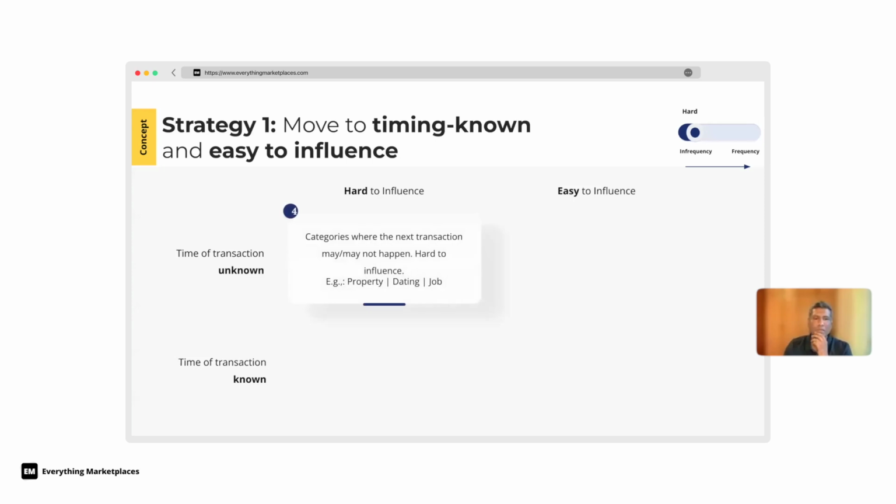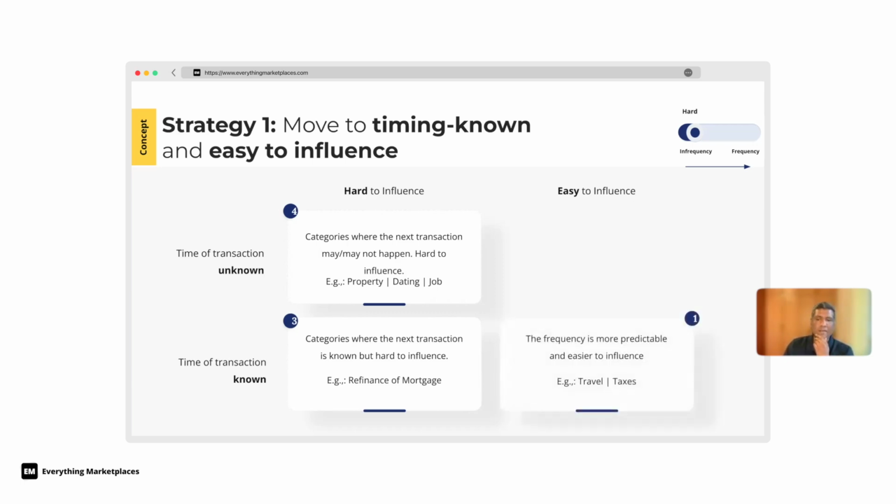If you map it out on these two, there are things like properties, dating and jobs, which are very hard to influence. It's very hard to influence someone to date, to make someone look for a job or buy a property, and it's very unknown as to when they will start looking. There are things where you can do a reasonable degree of prediction, such as when someone will refinance their mortgage, but not necessarily will you know it for sure. But it's again hard to influence. It's one of the big decisions that someone will take.